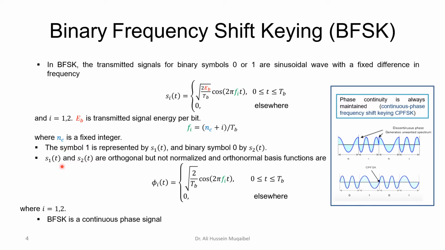Now we have two waveforms, S1 and S2, which are orthogonal. If you want to normalize, this Eb will disappear. So these are the bases. They're exactly the same, just for completeness. Eb should equal 1 for the normalized bases. We usually choose binary continuous-phase frequency shift keying to make sure that the phase is continuous. Because when we change the frequency, we want to change it gradually to avoid phase discontinuity, as we're going to see in the coming slides.